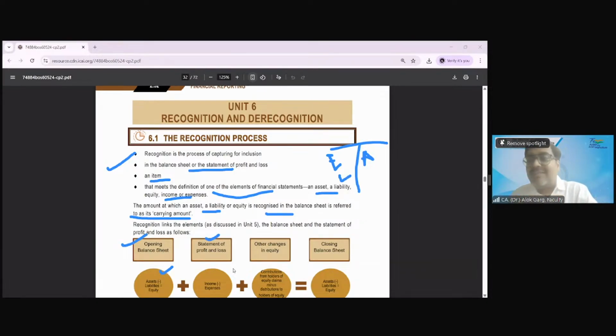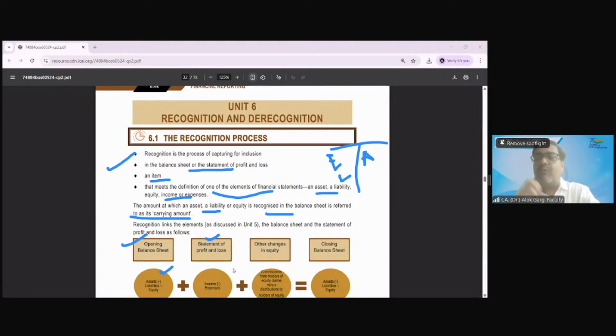Plus other changes in equity, not through the P&L. For example, the company has made a rights issue of shares. So right issue से क्या होगा? Capital बढ़ेगी. Equity share capital credit, bank debit, right? So whether your equity will increase or not by rights issue? Yes, it will increase. So your opening equity is impacted by the result of the statement of profit and loss plus the result of other changes. Then it will give you the closing balance sheet.